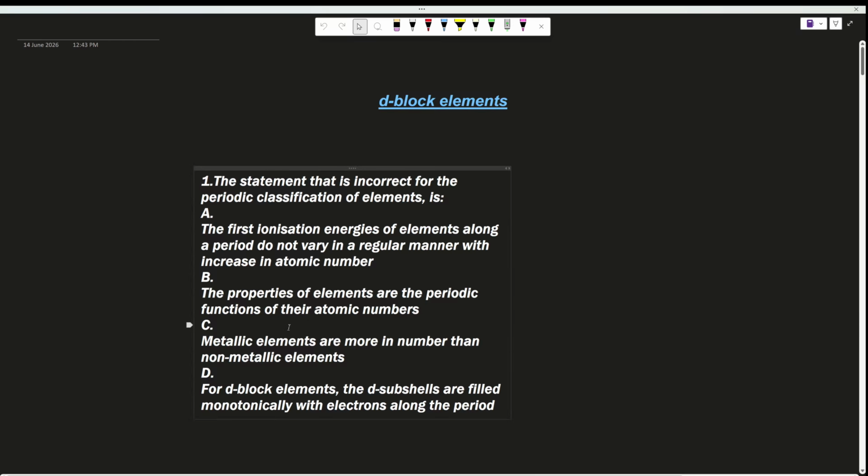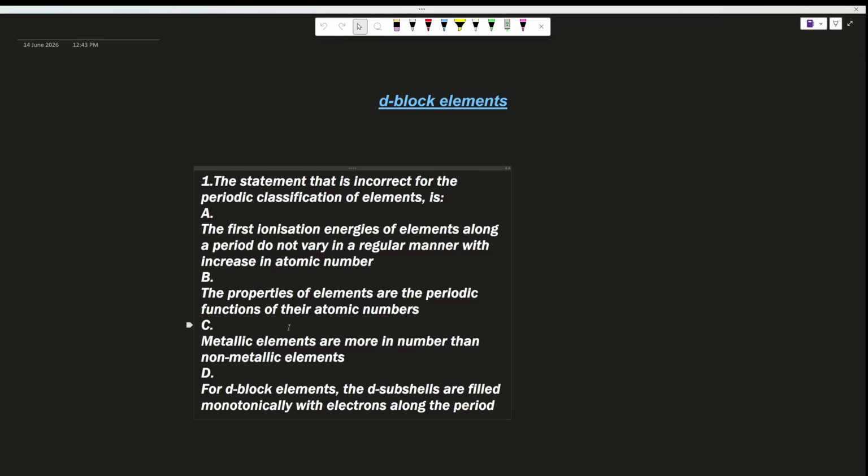So, today we are going to discuss some important questions related to D block elements. Okay, so this is the first part of D block elements. So, I am going to take the questions based on the introductory part of D block elements. So, let us start from the first question.